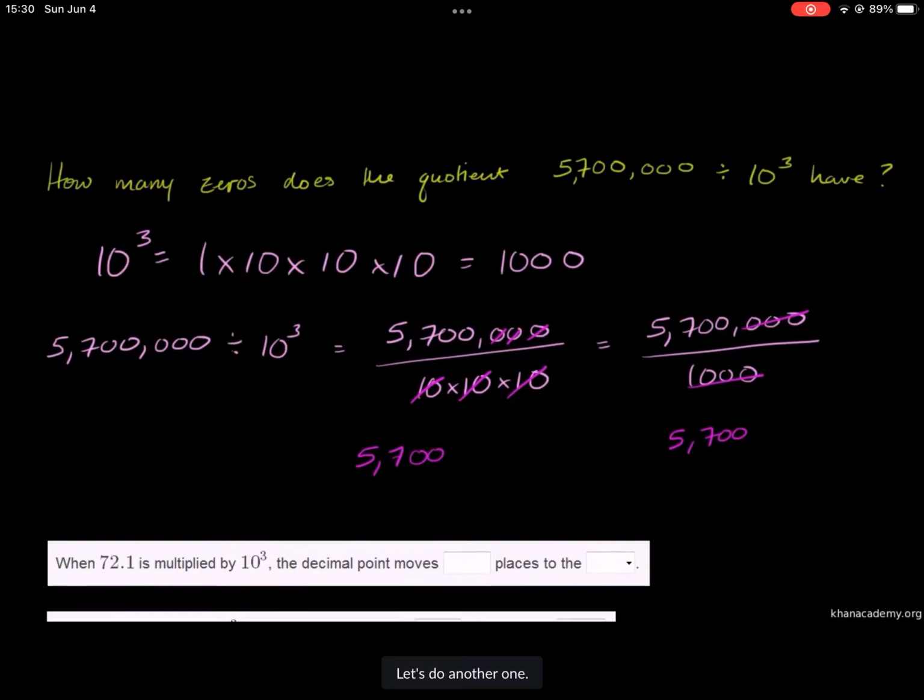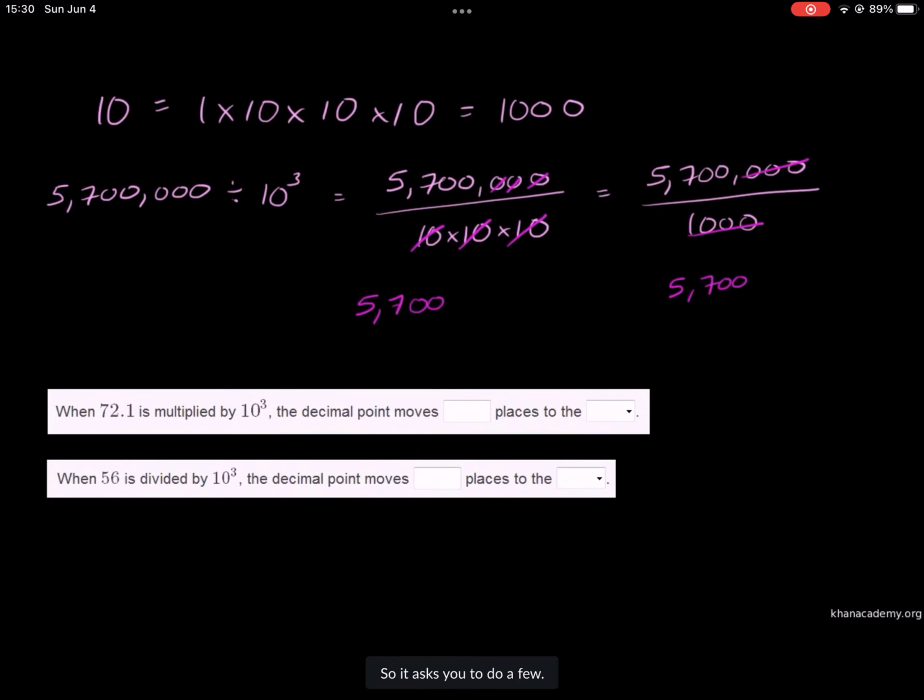Let's do another one. So I'll actually do a few. And these are the type of exact questions that you might see in the exercise. When 72.1 is multiplied by 10 to the 3rd, the decimal point moves blank places to the blank. And in the exercise, you might see a drop down here. So remember, if you're multiplying by 10 to the 3rd, you're multiplying by 1,000, you're going to get a larger number. You're not going to get a smaller number. And so every time you multiply by 10, your decimal point is going to move to the right because you're getting larger.